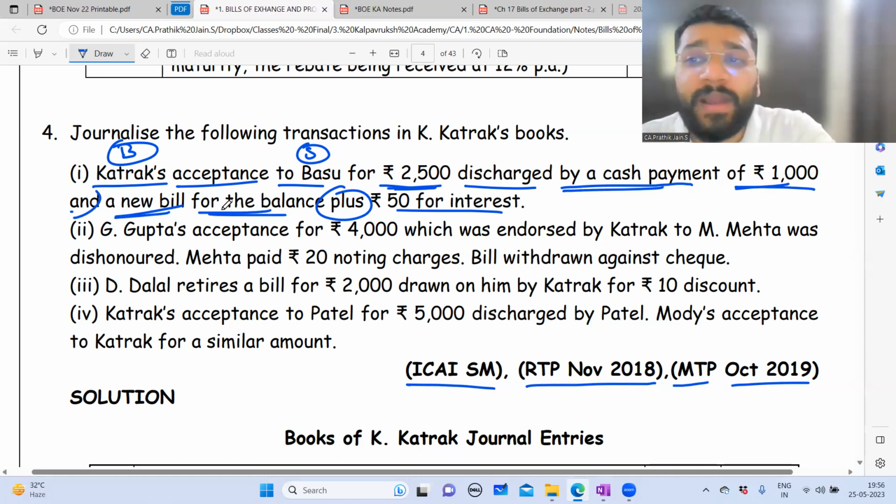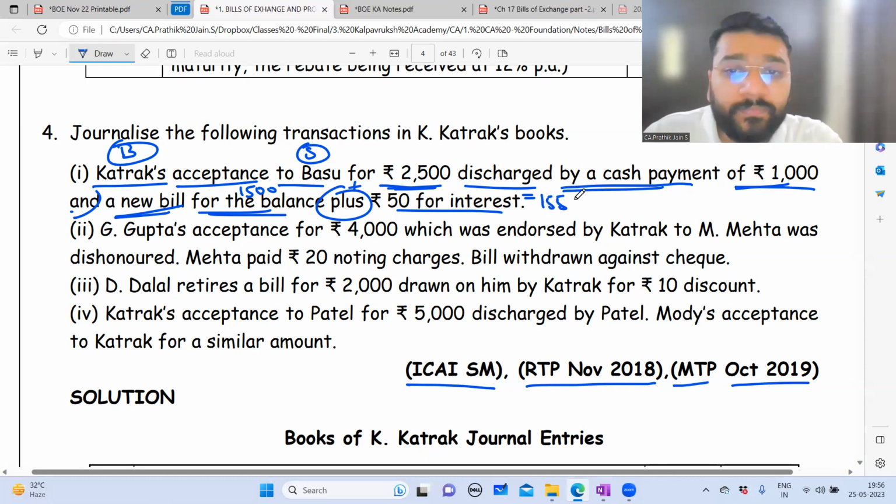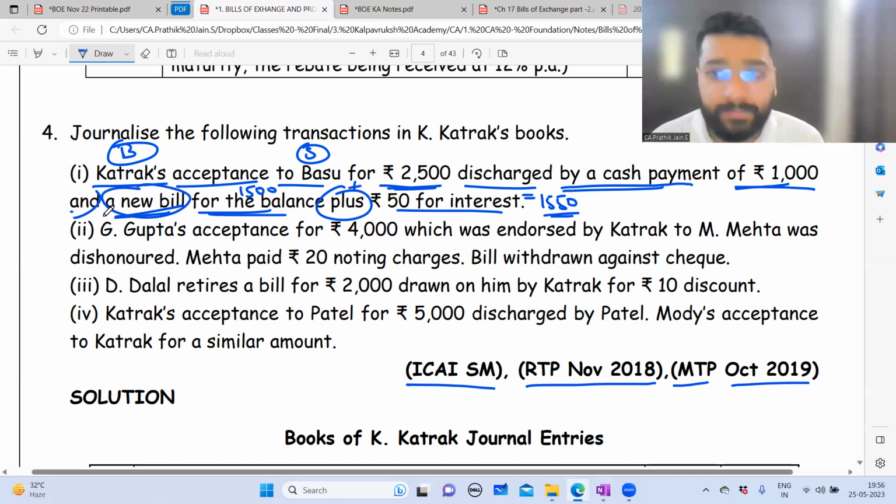So out of 2,500, if 1,000 is paid, what is the balance? 1,500. 1,500 is the balance plus 50 rupees interest. So what is the new total value? 1,550. For this 1,550, a new bill is being created. So which concept is this? For the credit period interest, which concept is this? It is the concept of renewal of the bill.